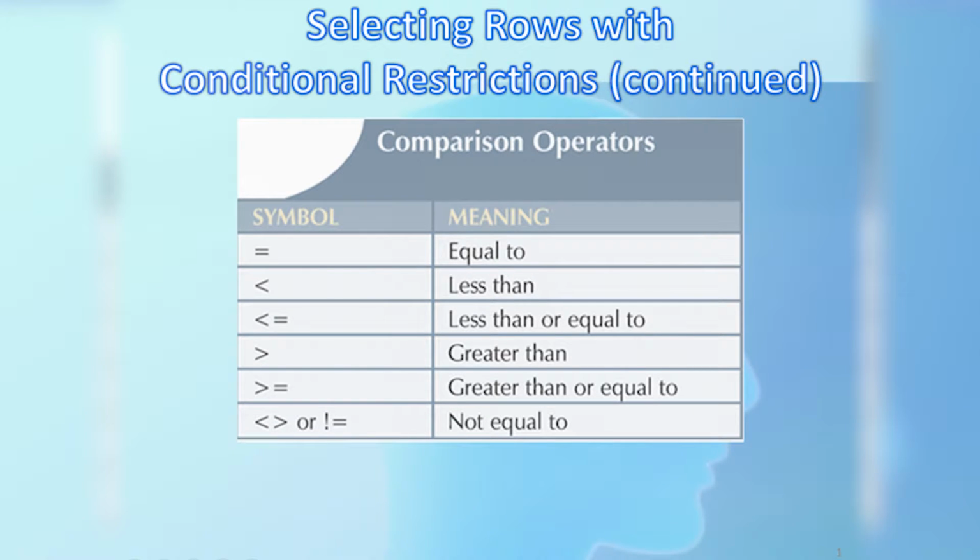Selecting rows with conditional restrictions. Comparison operators. You can see traditional comparison operators and their meaning: equal to, less than or equal to, greater than or equal to, not equal to.